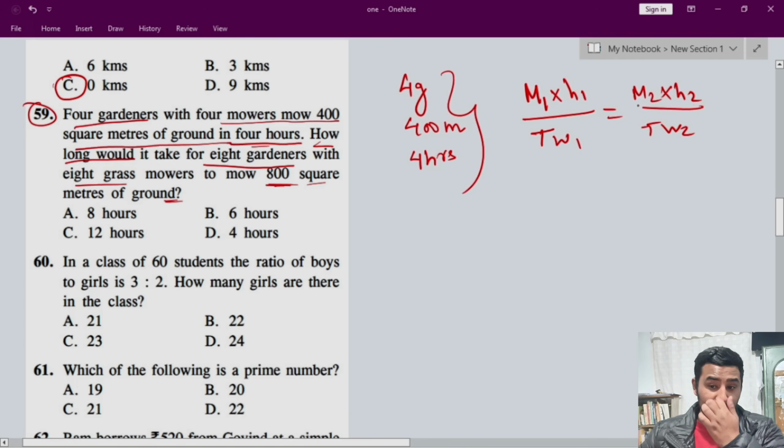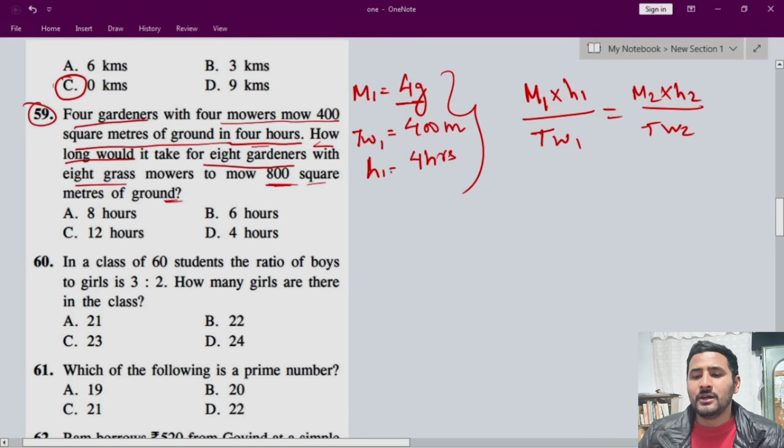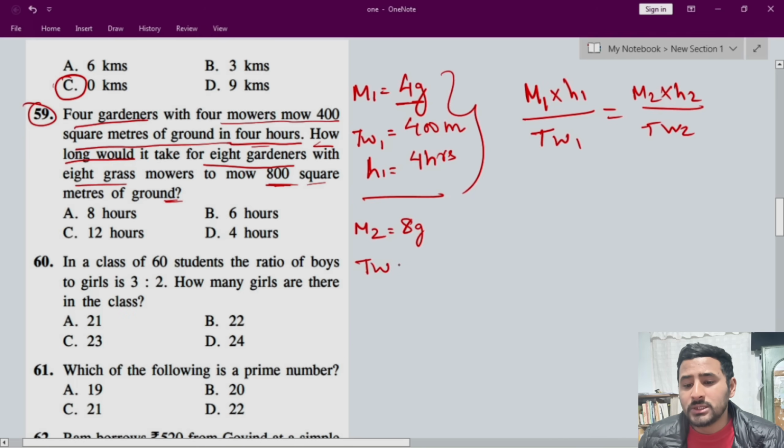Okay, so for the first part, there are 4 gardeners, right? So M1 will be 4 gardeners. Total work will be how much? Because you are working on that 400 meter field, total work will be 400 meters. And H1 will be how much? 4 hours. Okay, and the second part of the question says, how long would it take for 8 gardeners? Now M2 will be what? M2 will be 8 gardeners, because there are 8 men working. Next, with 8 grass mowers to mow 800, total work is how much? 800 square meters. Before it was 400, now it's 800 square meters.